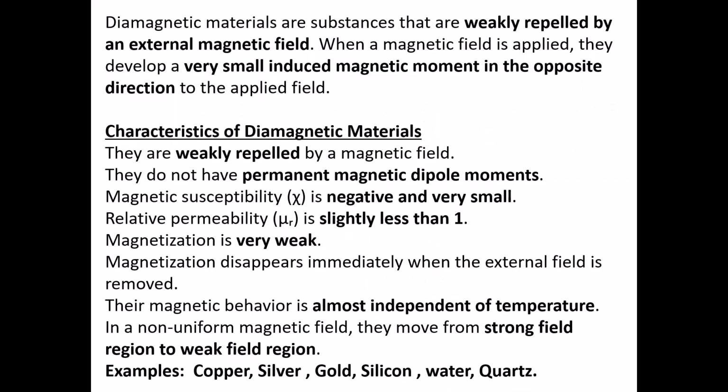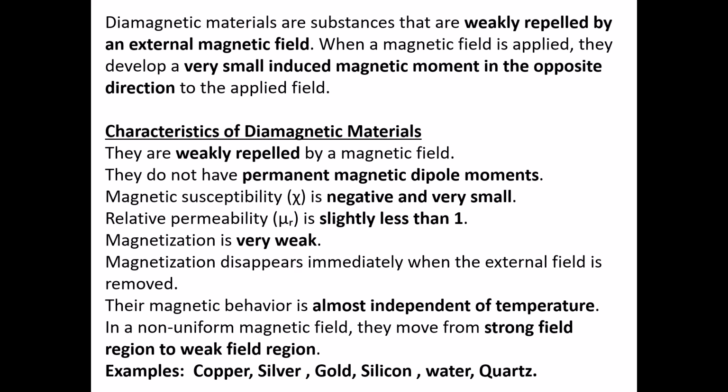The first magnetic material is diamagnetic materials or substances. They are weakly repelled by an external magnetic field. When a magnetic field is applied, they develop a very small induced magnetic moment in the opposite direction to the applied field. Characteristics of diamagnetic materials: they are weakly repelled by a magnetic field.